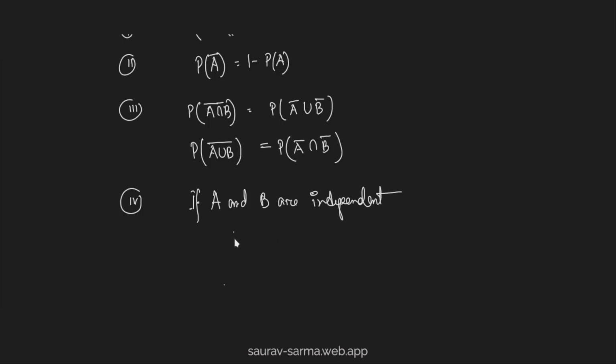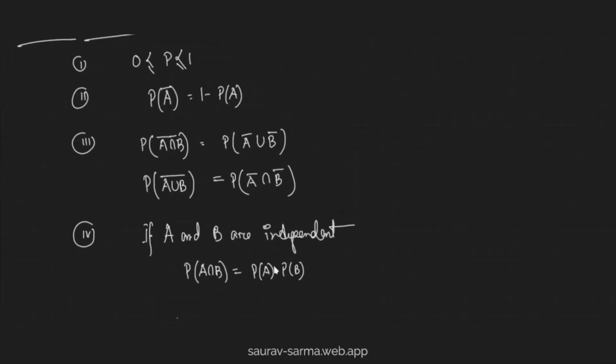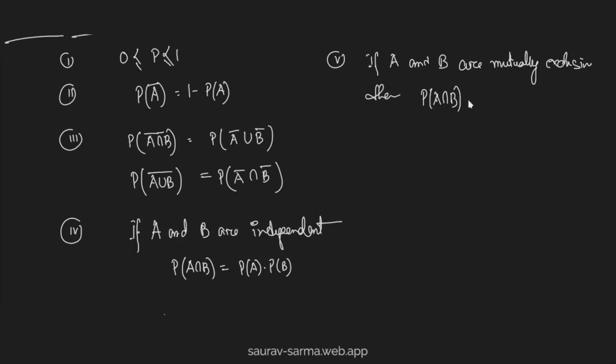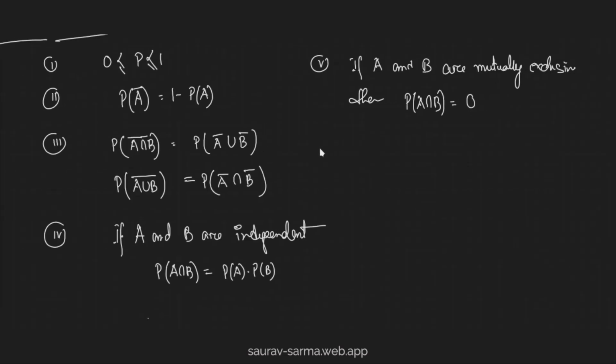Then number 4, if A and B are independent, then probability of A intersection B is probability of A into probability of B, right? So that's one point. Number 5 is if A and B are mutually exclusive, then probability of A intersection B will be 0, right?